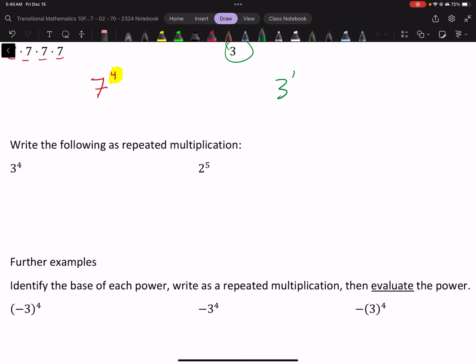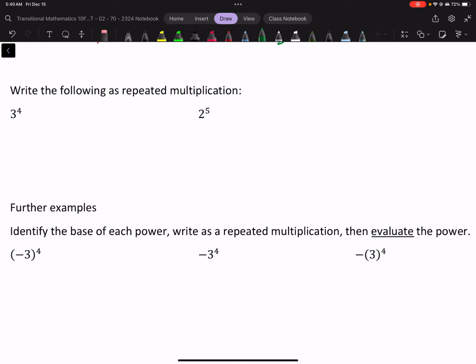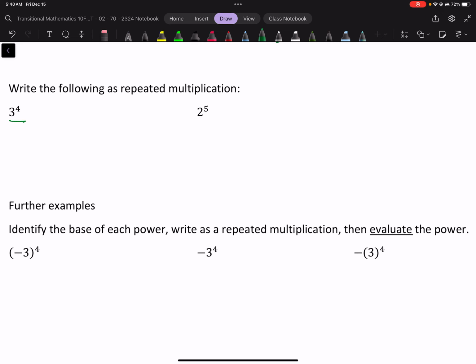So what we could also do is we could go from the power form and we can write it as an exponential form. The power form is 3 to the power 4. So now I need to write it as repeated multiplication. 3 to the power 4, I could rewrite it as 3 times 3 times 3 times 3. The exponent tells me how many factors of 3 I have.